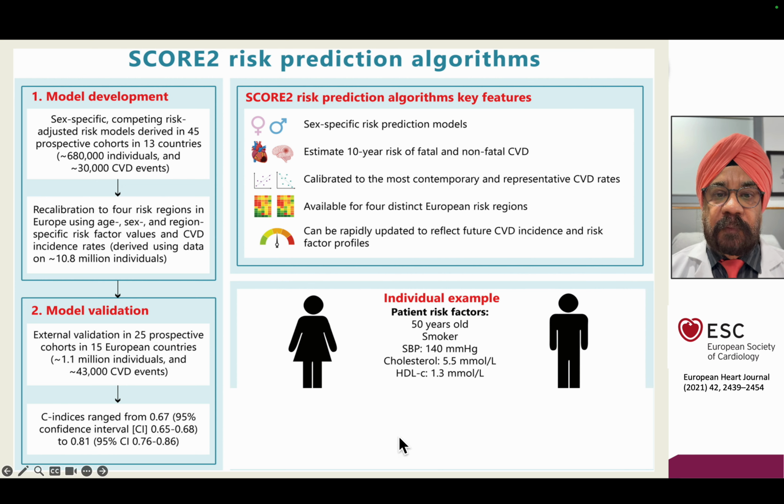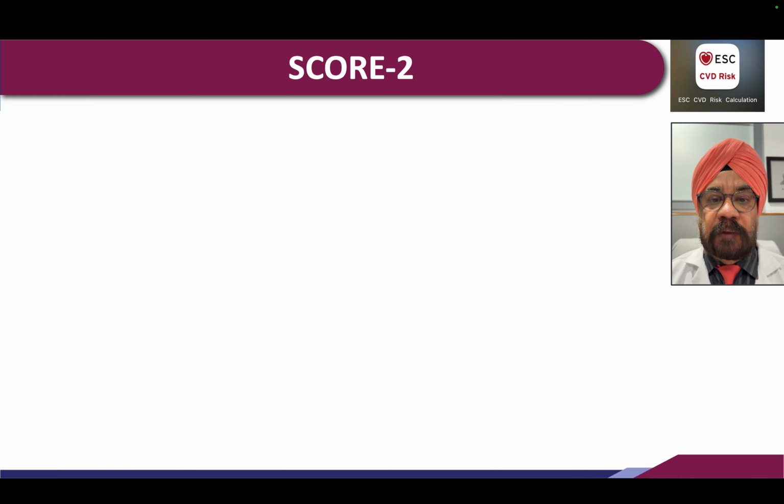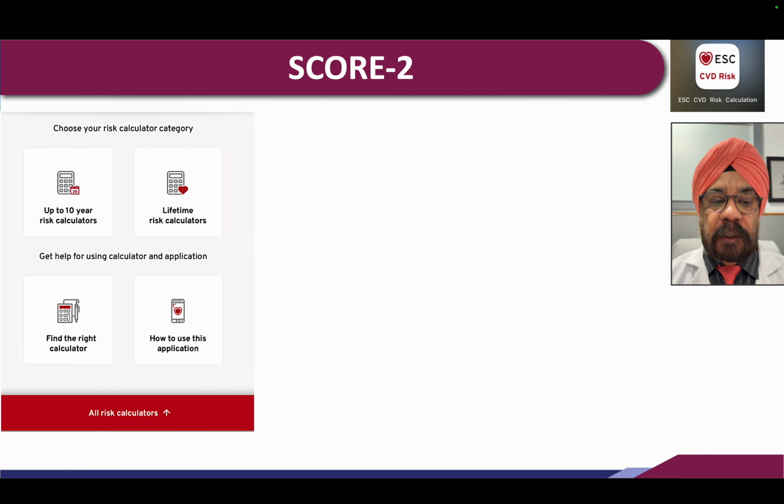For example, this is the group of male and female with this clinical data, and it depends on which region you are living in. If you are living in a very high risk area of Europe, which I showed you, which is a part of Russia, then Turkey, this is the risk. If you are living in a low risk area, it's a huge difference in cardiovascular risk depending on the zone you are staying in. So the zone where you are staying is very important.